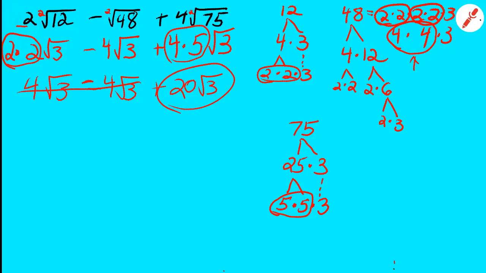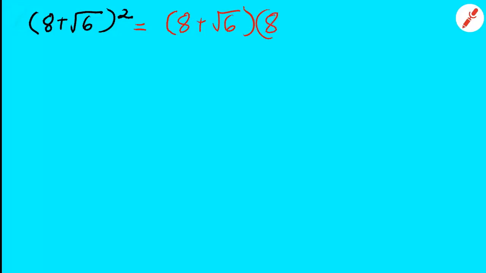Let's go on. Now we're going to be multiplying 8 plus the square root of 6 squared. This is tricky. Don't let it fool you. This is going to be 8 plus the square root of 6 times 8 plus the square root of 6.